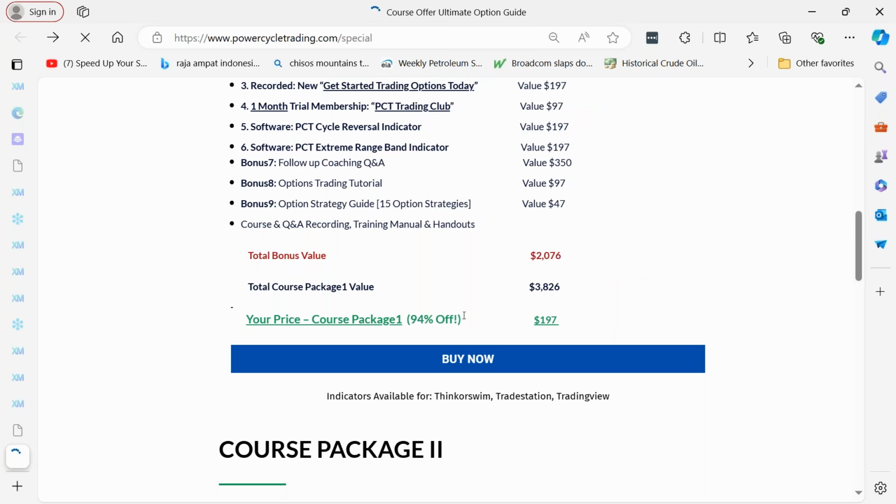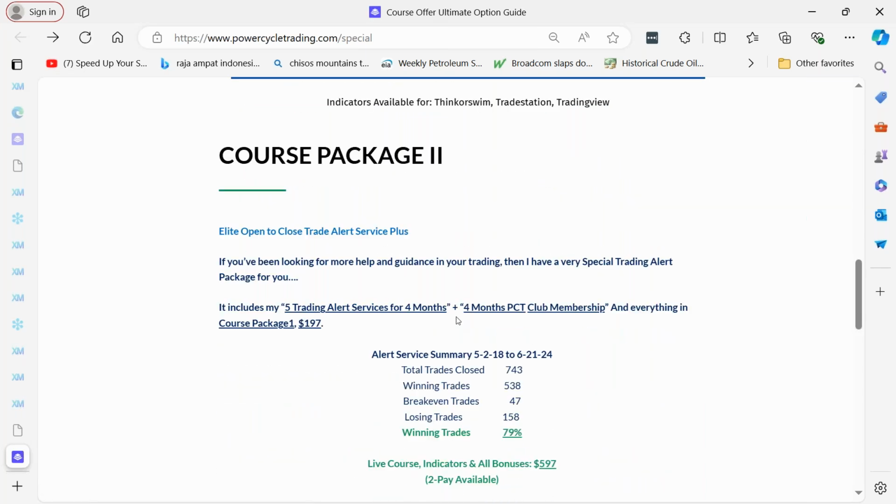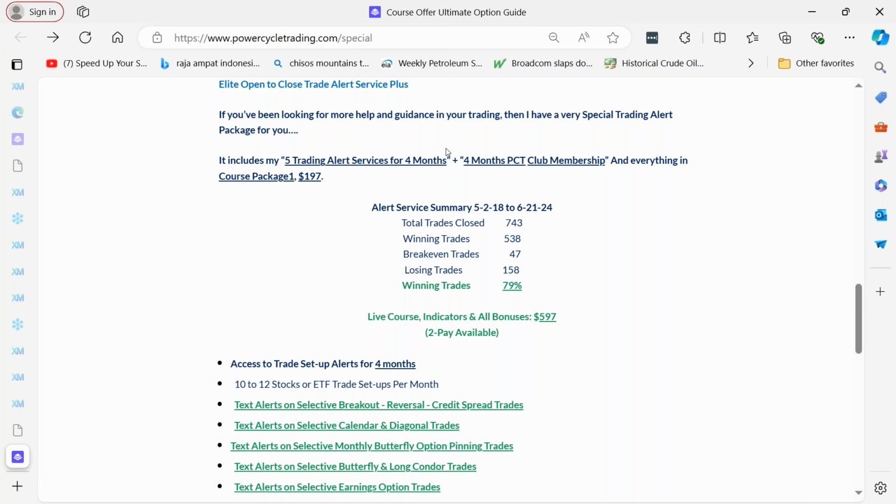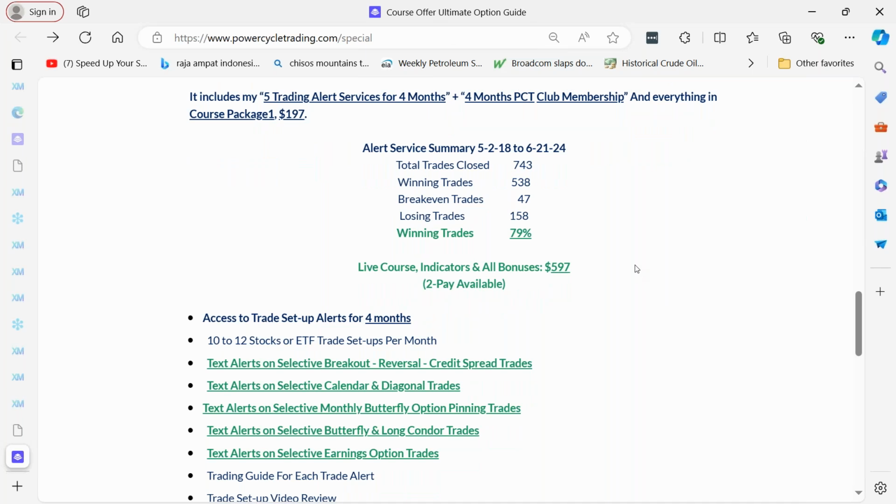If you want my alert service to combine with this course package, that's course package 2. This is where you're going to get all 5 of my trade alert services, alerts that go out for the next 4 months, plus 4 months to my trading club. With the alert service and the trading club in either package, you can start when you want, and you can start and stop when you want. So if you go on vacation or whatever, you're not going to lose time. This package will get you all my alerts.